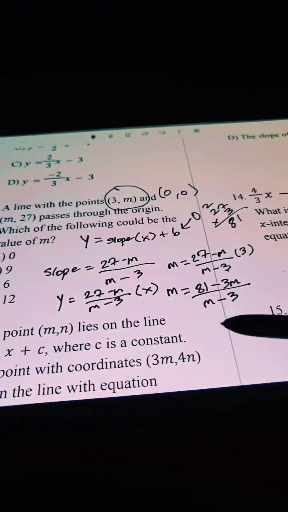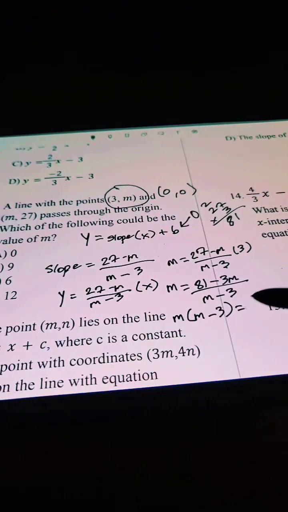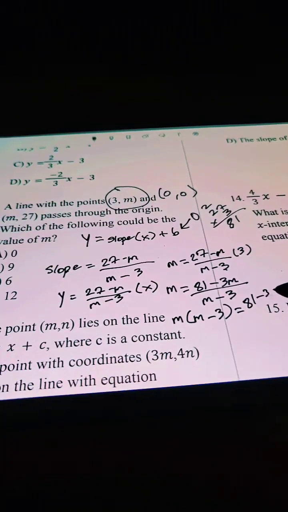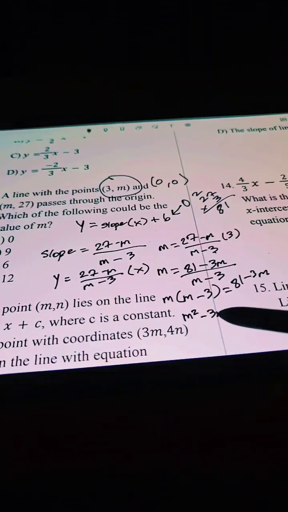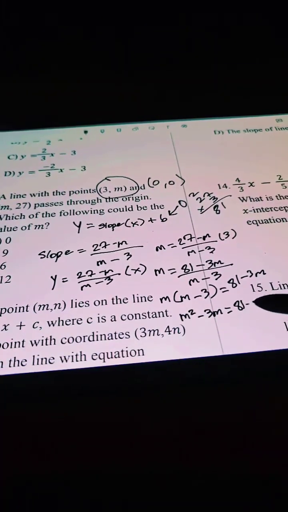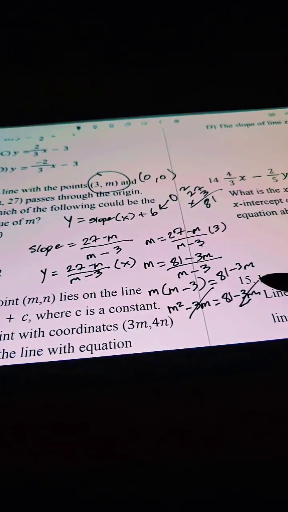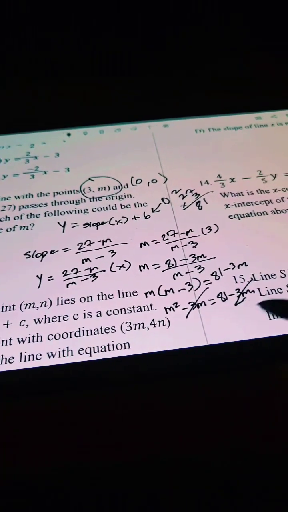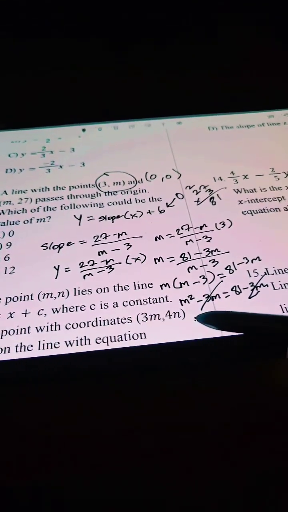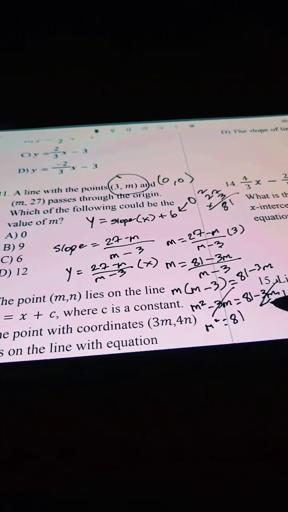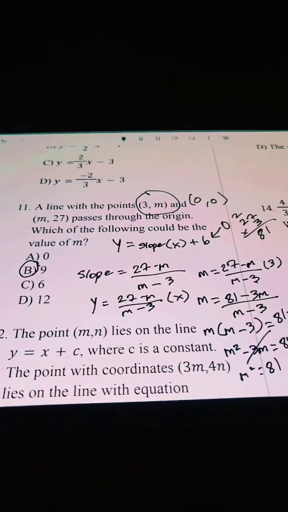Then you can just multiply each side by m minus 3. And then it's going to cancel out on this side. I'm running out of space. So then it's going to be m squared minus 3m is equal to 81 minus 3m. So then these would cancel out. When you just add 3m, you could have added this 3m or added that 3m, doesn't matter. It cancels out. And then you have just m squared is equal to 81. Well, what number squared is equal to 81? That would have to be 9 right there.